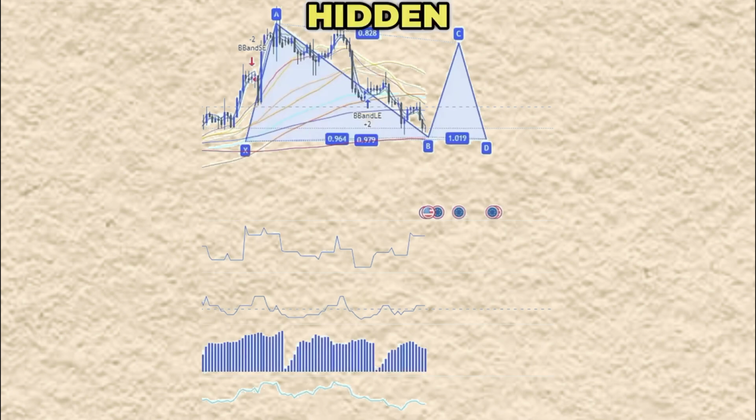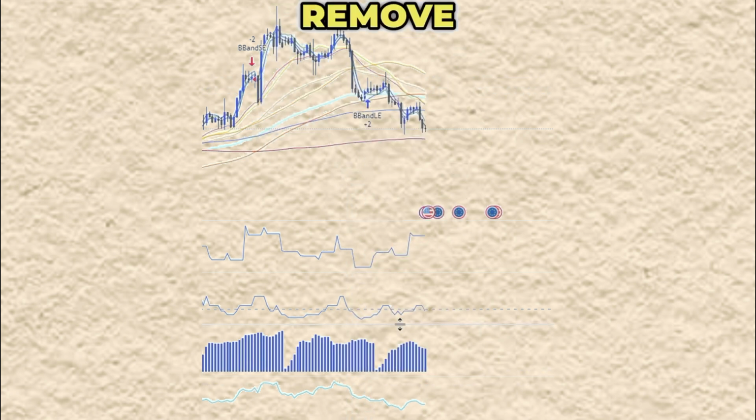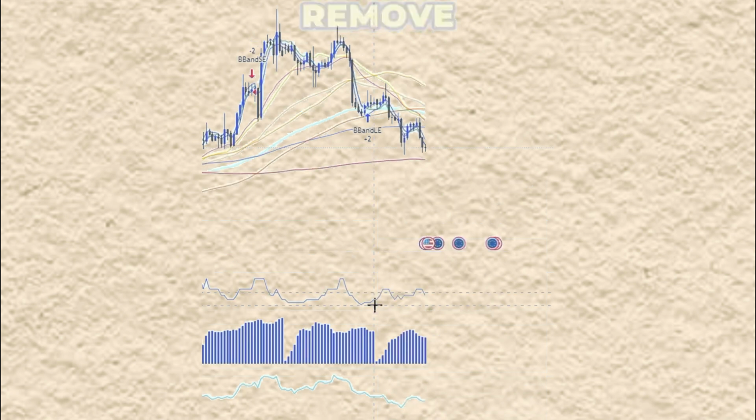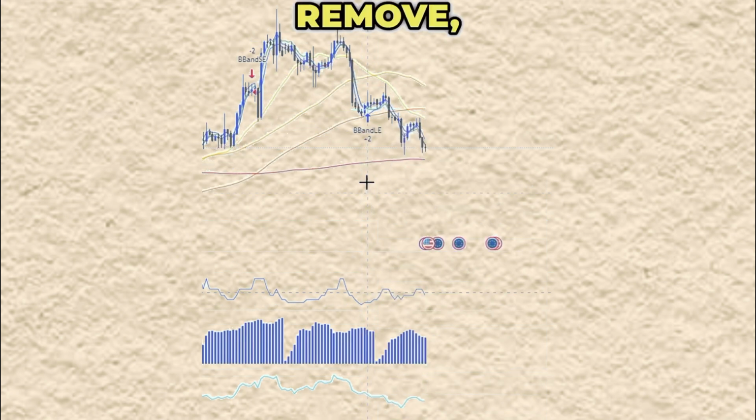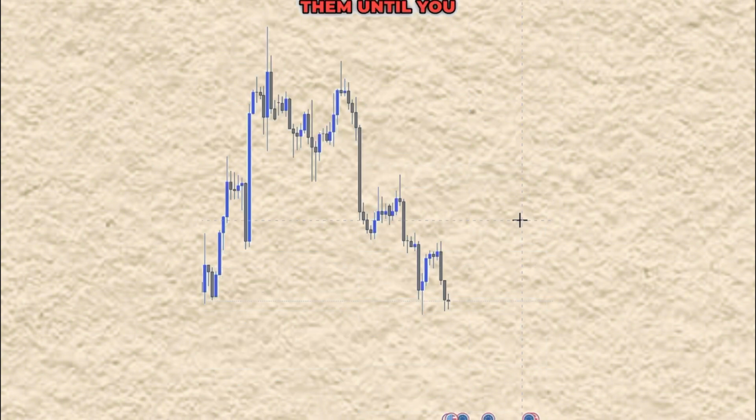This is the hidden secret on how to use indicators. I'm going to show you what you need to do to get the best trades. I want you to hover over this indicator here, right click and remove. Hover over this one, right click, remove. This one, right click, remove. Repeat the process for all of them until you are left with nothing but an empty chart.